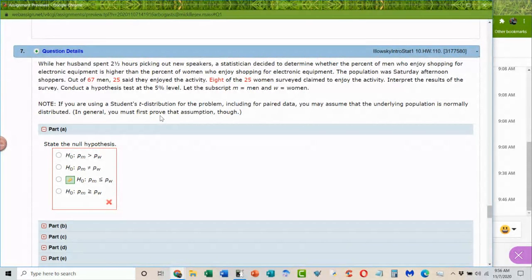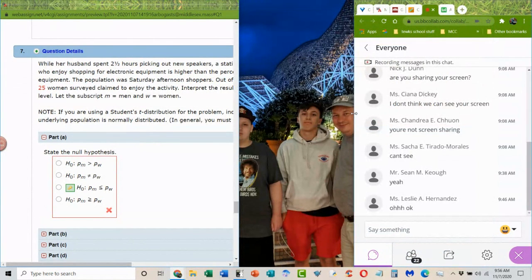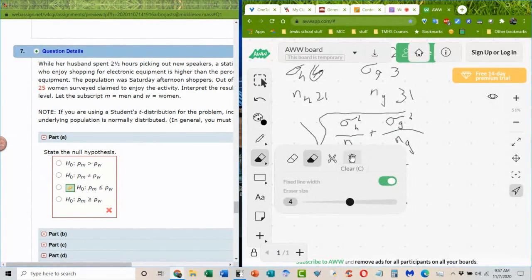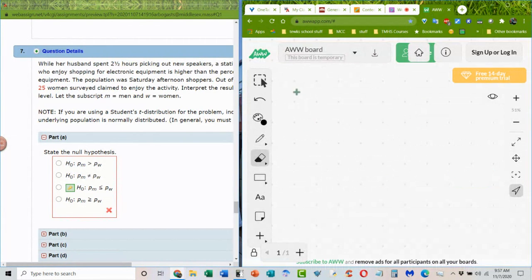This one here, however, asks us to actually do the test. I'm assuming this is her husband spent 2.5 hours picking out speakers, and she was bored out of her mind. And she was wondering, do men really enjoy shopping for electronics more than women? And she surveyed the men and women that were there and asked, who likes this? And so we have proportions.